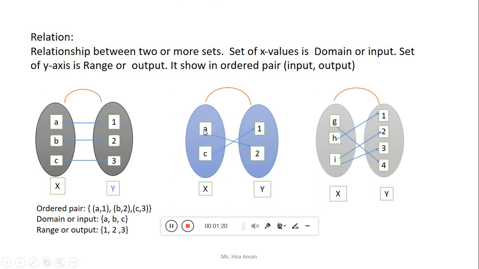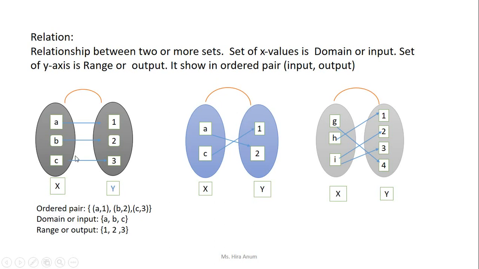Similarly, we have this also. A relates with 2 and C relates with 1. Similarly, we have G relates with 4, H relates with 1, I relates with 2 and 3 also. In a relation, we can write these in ordered pairs like this.